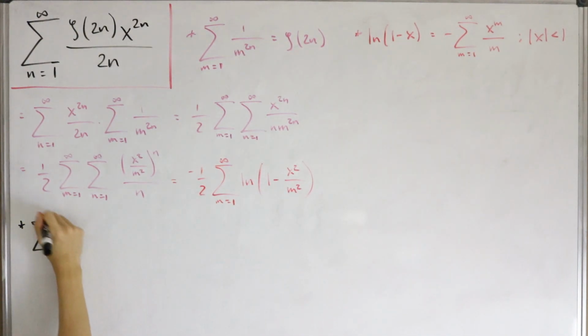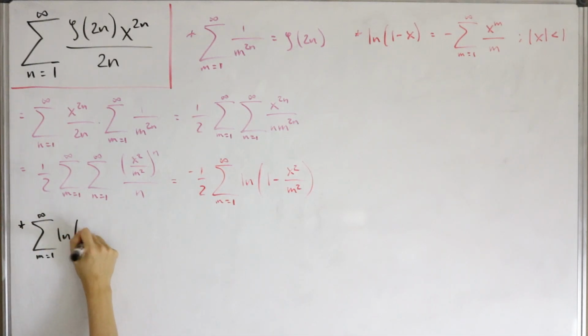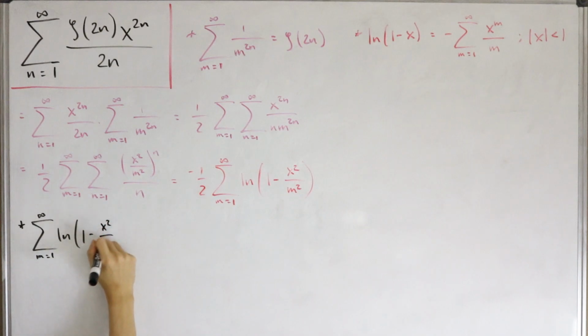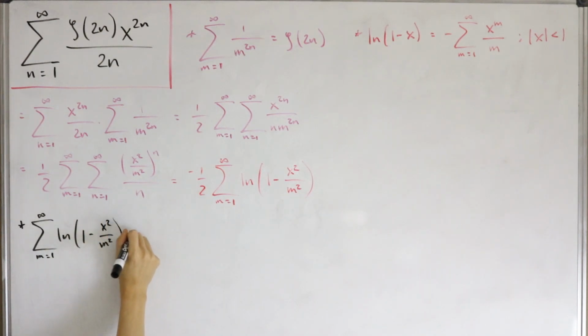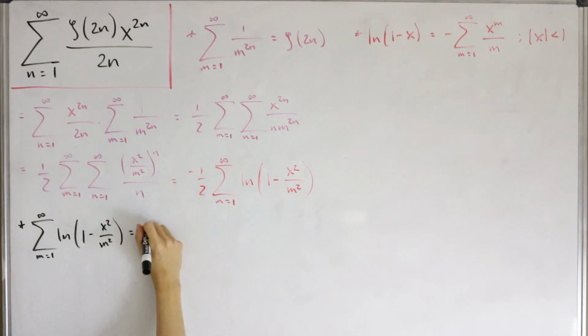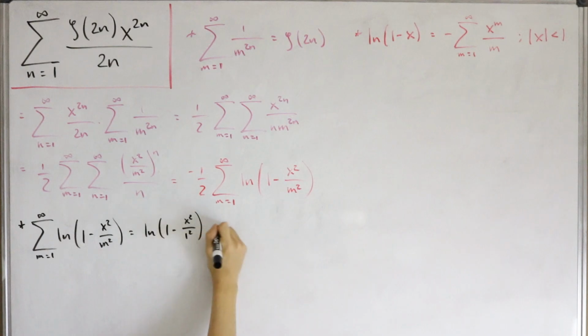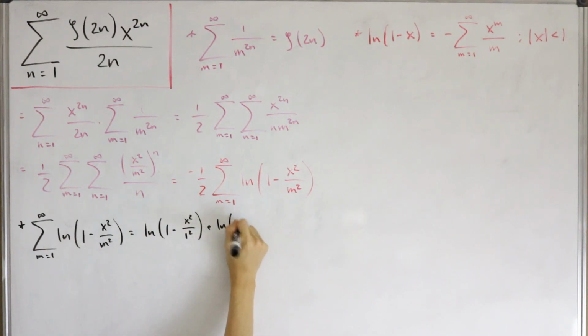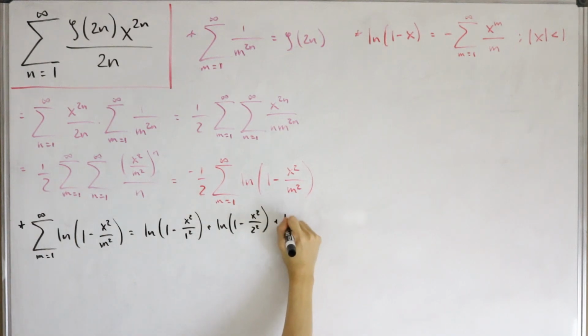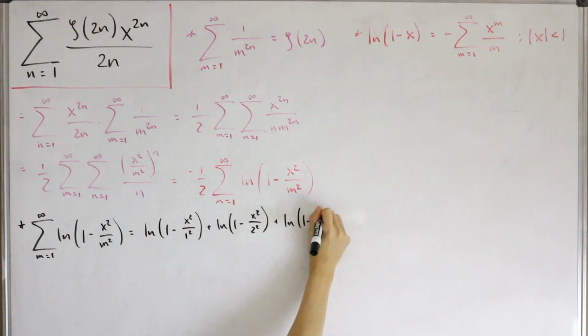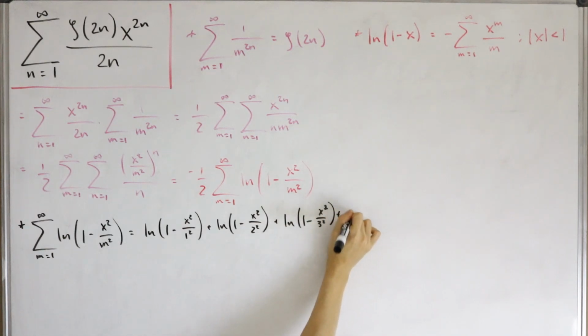So let's write this out in full. The sum over m equal to 1 of the natural log of 1 minus x squared divided by m squared. If I expand this out, we have ln of 1 minus x squared divided by 1 squared, add this with the natural log of 1 minus x squared divided by 2 squared. Then I add this with the natural log of 1 minus x squared divided by 3 squared, and then we continue on, so on and so forth.